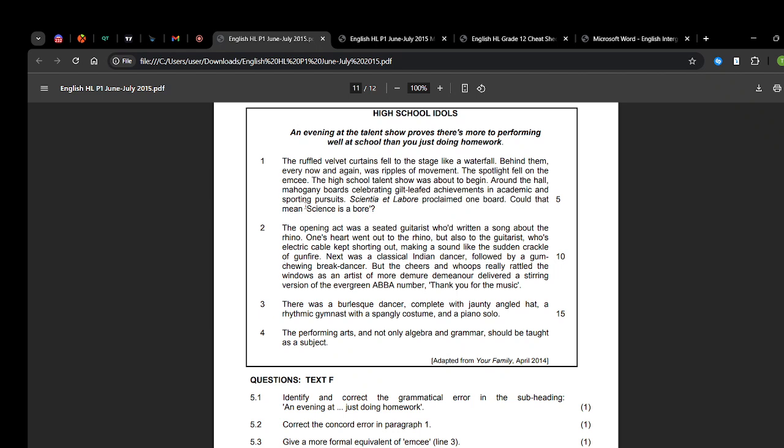For now, does anyone want to try and find us the concord error in the paragraph? Can I try? Yeah, go for it. Behind them every now and again were ripples of movement, not was but were. 100%, I agree, because I read it now. It's not "was ripples of movements". That doesn't sound right. Let's read that sentence: "Behind them, every now and again, was ripples of movement." When you read the full sentence, you can see that the concord error is "was" and it should be turned to "were".